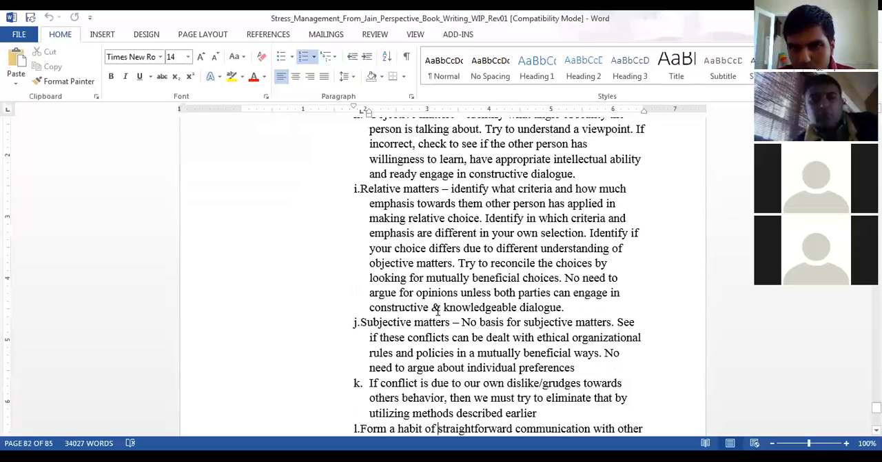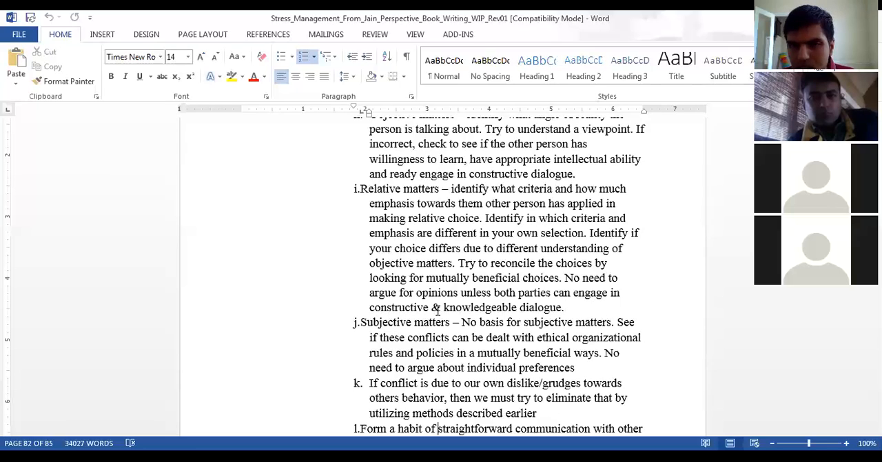Does anyone have any questions related to objective matters, conflicts in objective matters? Next, you can go to relative matters. So if you identify that your conflict is related to some relative matter, a good thing to do here is to identify what criteria and how much emphasis you have in your mind towards making that decision, and try to gather more information about what criteria the other person is applying and how much emphasis he has on each of those criteria in making the decision. So asking the other person about their own decision making process will help you understand why that person has made a certain decision.